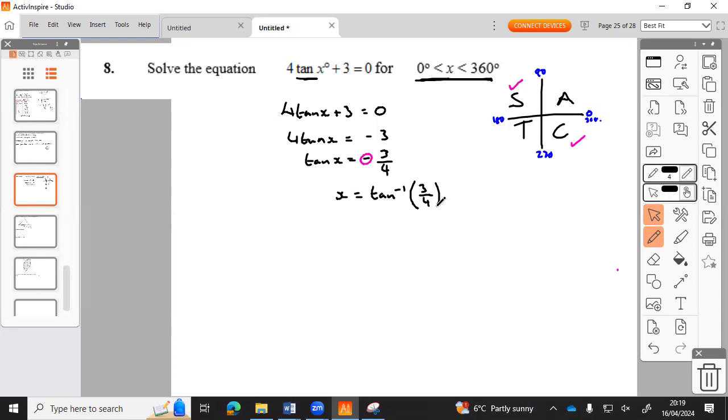So we're getting an answer of 36.86. Did I do the inverse in the tan? Sure. Oh yes, negative.